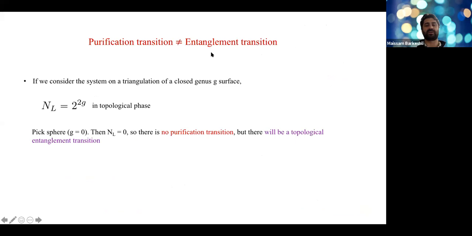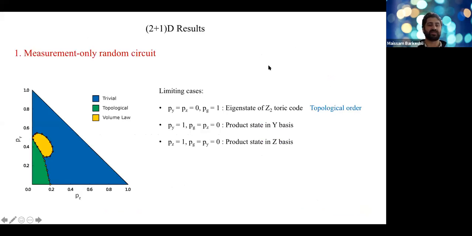So again, this is the point about purification transition is not quite the same as the entanglement transition, but I'll skip that because I already said that.